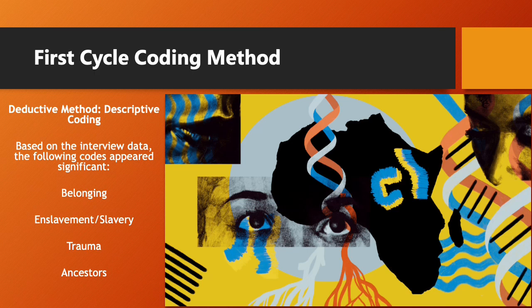In terms of the coding, I used a deductive method focused on descriptive coding. I tried to use my interview questions and arguably used a little bit of material that came from the interviews themselves. I didn't do two separate codes, but these are the items that showed up for me that appeared significant. One is belonging. Two, I asked specific questions about enslavement and slavery. Three, trauma, and four, ancestors. And I added a separate code about history, but I'm really going to focus on these for today.